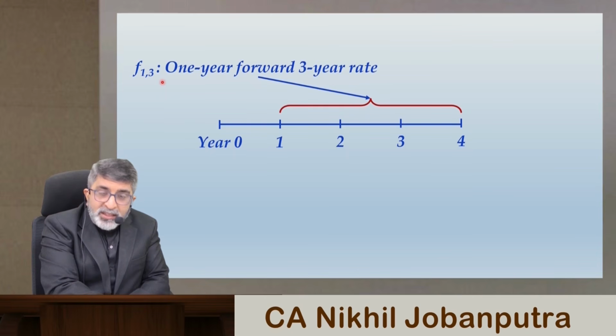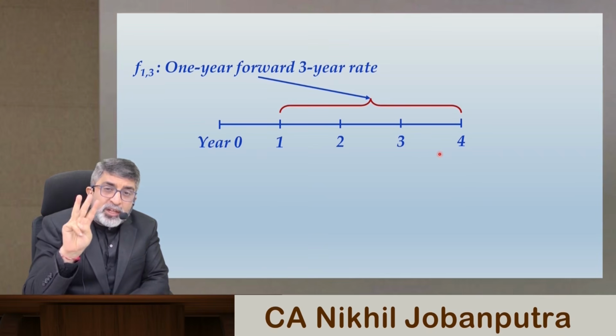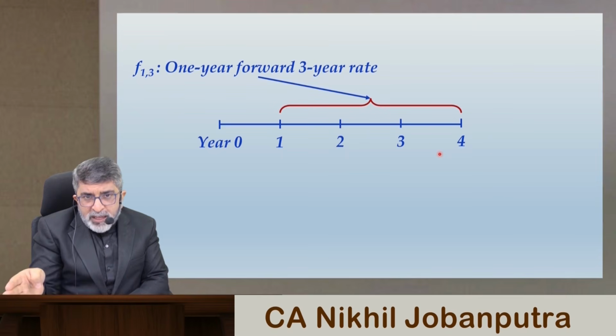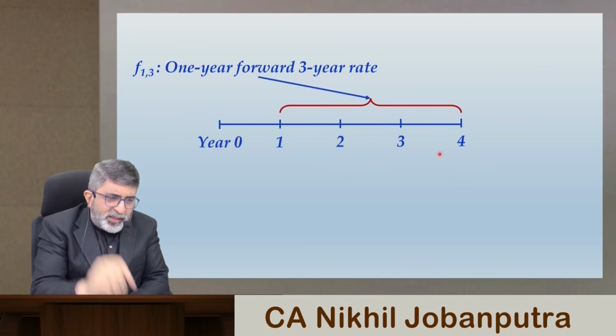So F1 comma 3 should be formally read as 1 year forward, 3-year rate, means whatever be the rate that you are going to compute over here, or that you are going to determine or specify over here, will be the rate applicable for a 3-year borrowing from end of year 1 to end of year 4. The period of borrowing will be 3 years.